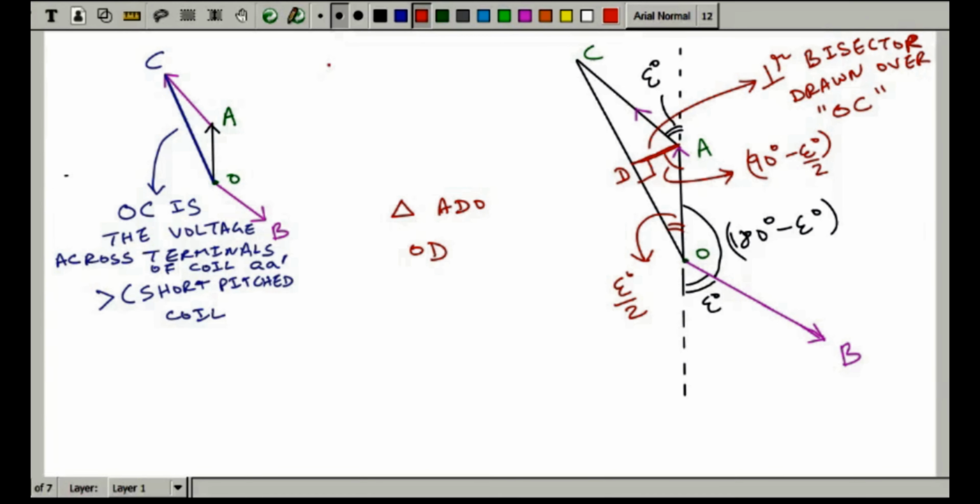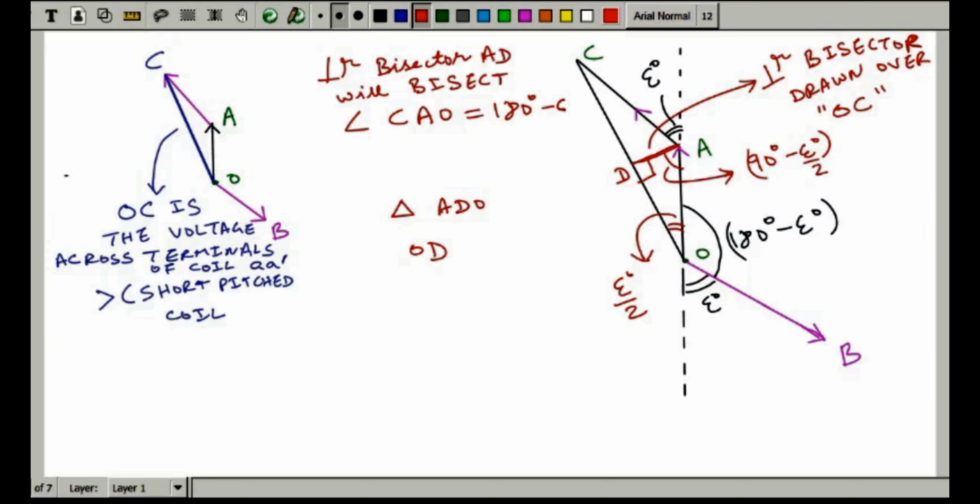Let me write: perpendicular bisector AD will bisect which angle? CAO. What is angle CAO? It is 180 degrees minus epsilon. So if it is bisecting it, obviously angle DAO is nothing but 90 degrees minus epsilon by 2.